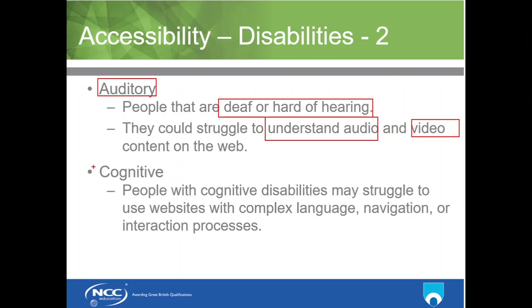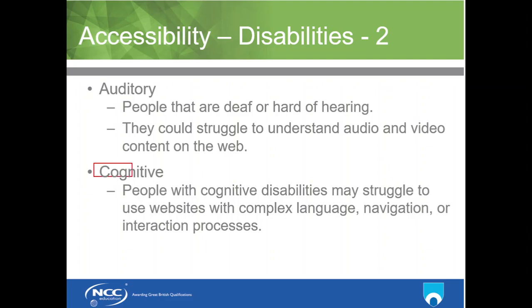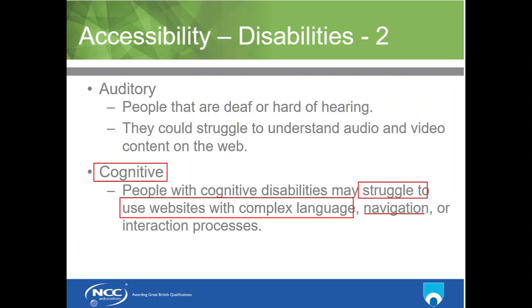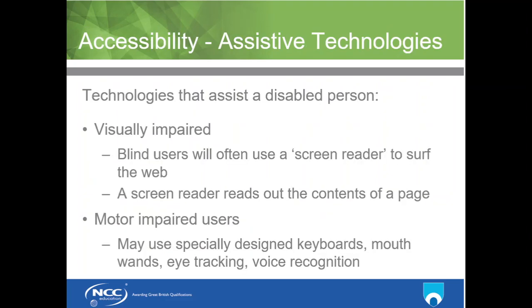Then the other one, which most people don't appreciate, is cognitive. People with cognitive disabilities may struggle to use websites with complex language or navigation or interaction processes. So these are people who are slow learners. Can I call them that? Or there's something called learning disabilities. They have a learning disability. And therefore, if they see anything that is too complex, it's just a turn-off for them, and they won't be able to perform any task on your website. So that is what you call cognitive disability or challenges.